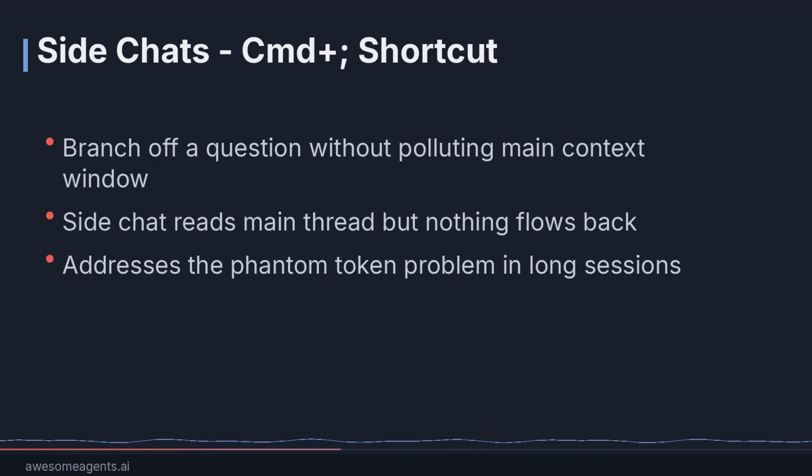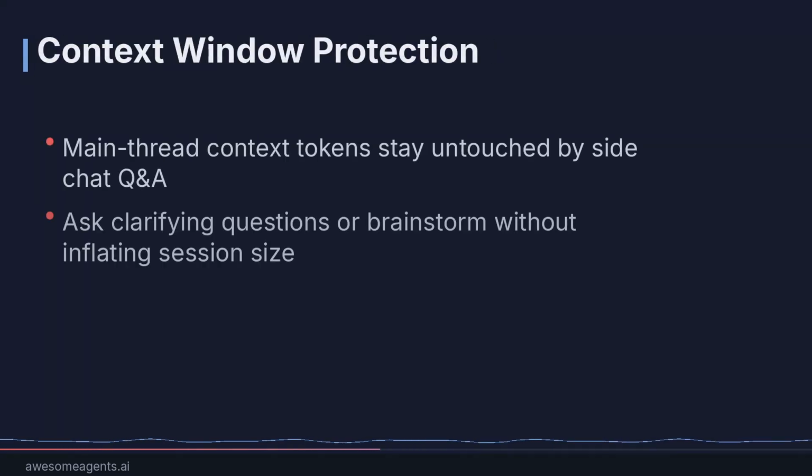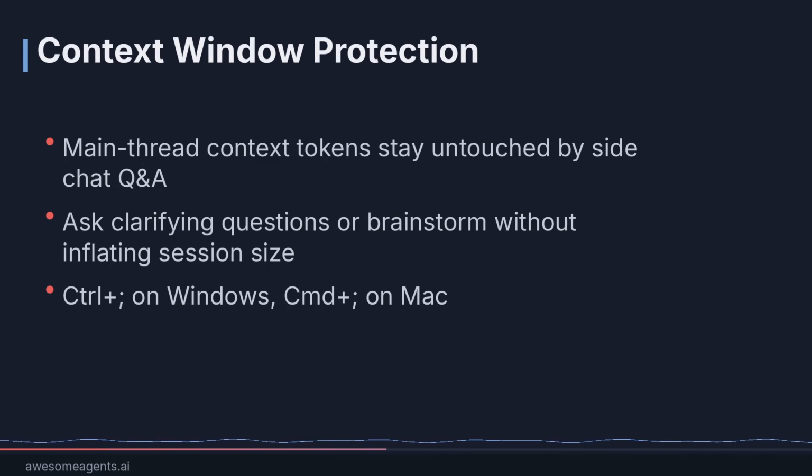Right. Side chats solve that. You branch off, ask your question, get your answer, and the main thread never sees it. It can read the main thread up to that point, but nothing flows back. So it is like whispering to someone in a meeting without interrupting the speaker. I love that. Good analogy. And for people who have hit context limits on long sessions, this is a real quality of life improvement.